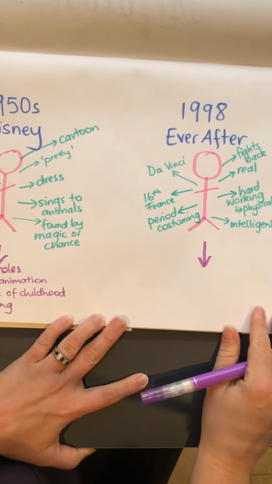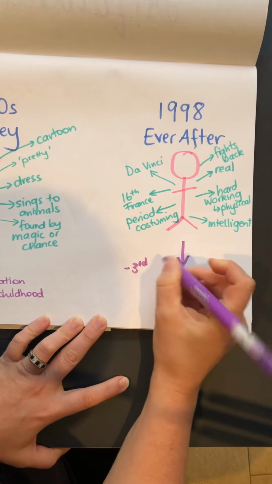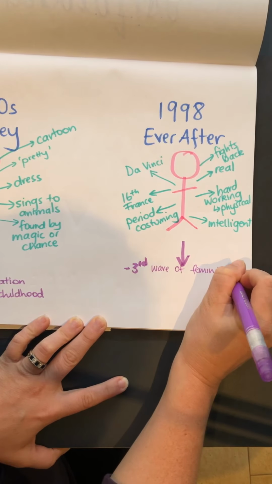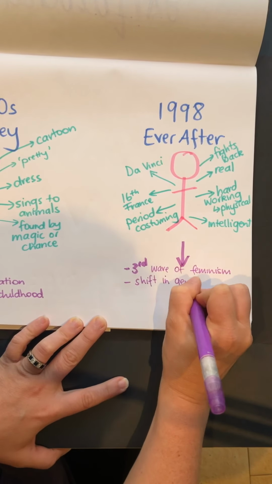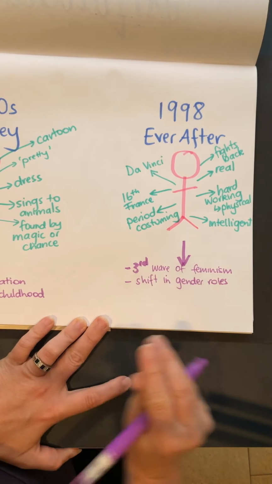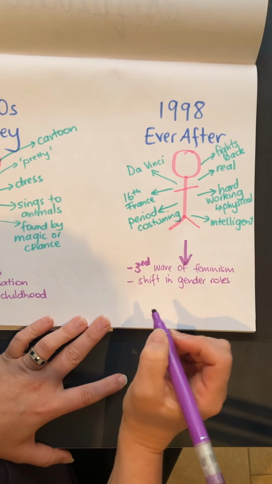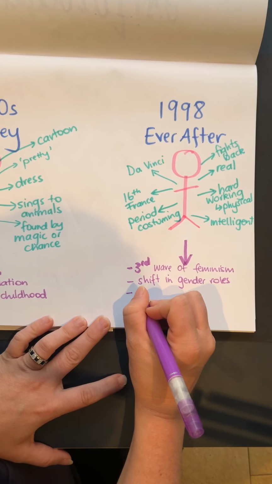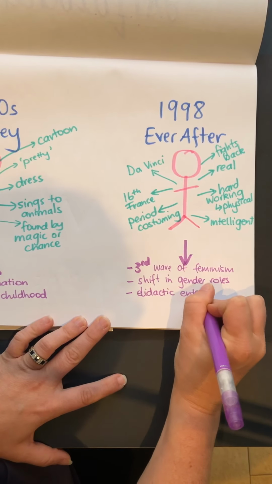Over here, we say, okay, well, we're in 1998, so we're into our third wave of feminism. Which is going to dictate a shift in gender roles. Girls don't necessarily just want to go and see a film anymore where the girl is swooning and being saved by a prince. They want some individual volition because that is what they have been taught, that they have a right to take. So we see a shift in gender roles. We also see a shift in the form of entertainment. Perhaps we can argue it's becoming didactic, deliberately.